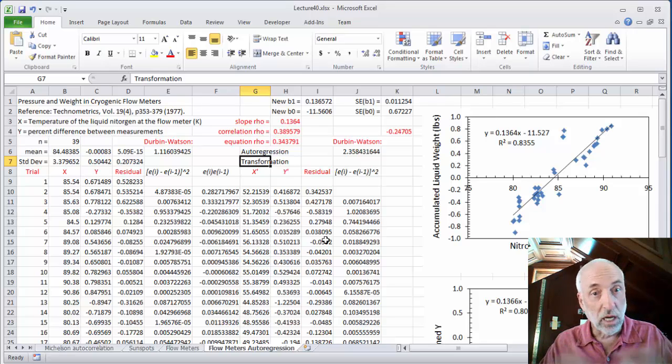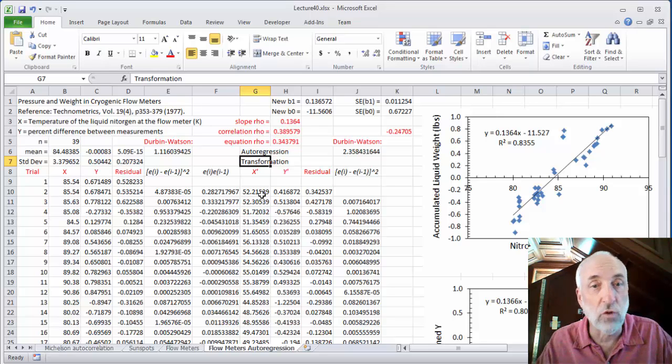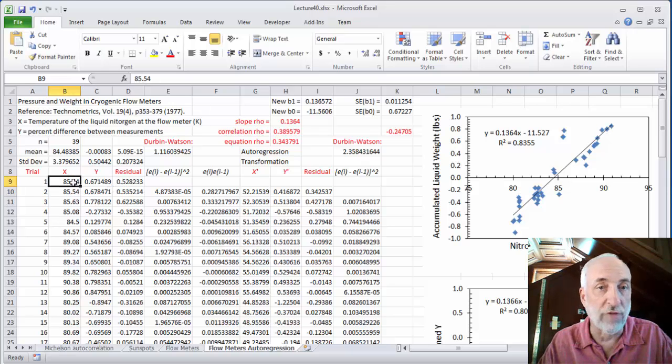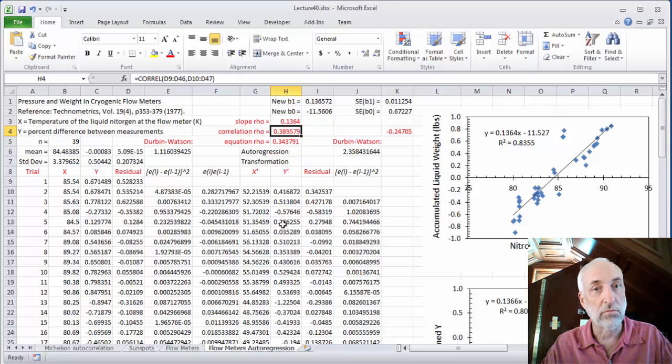What does that mean? We talked about it in class. It means we're going to shift or transform the x values and the y values by taking, for every x value, that value and then subtracting off the correlation times the previous value. So our correlation is 0.389 for this data. It's just the correlation with a lag of 1 for all of the data.